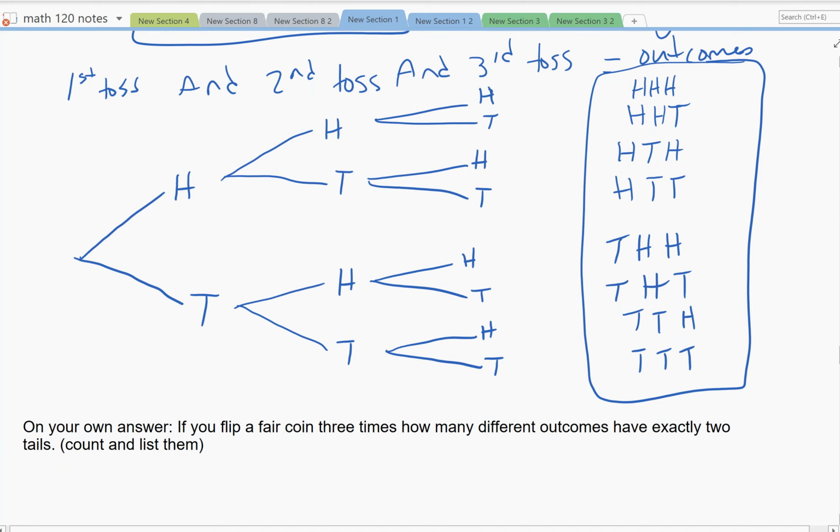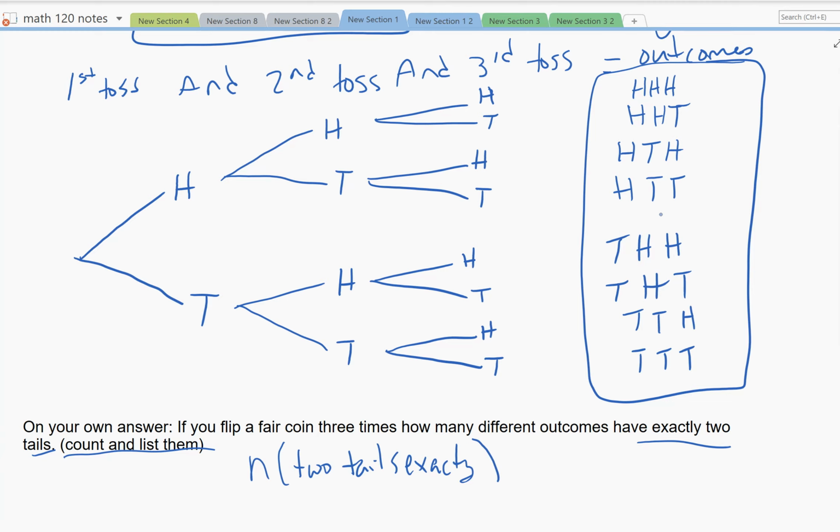Eventually what we're going to do is find subsets, and so the try on your own is a subset. How many of these 8 have exactly 2 tails? Count them and list them. So we want to find the number in my subset where I get exactly 2 tails. I can't have 3 tails, I can't have 1 tail, I have to have 2 tails. You go through and count how many of them, it should be less than 8, how many of those 8 outcomes have 2 tails. Then list them, and again I'll post the answers later.